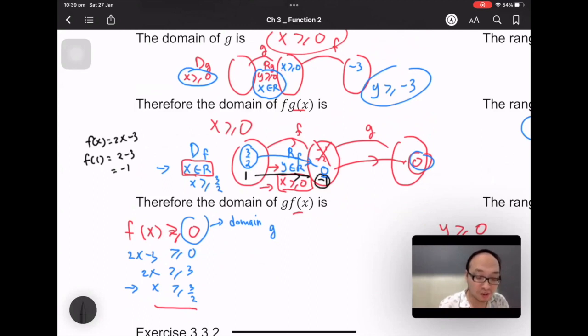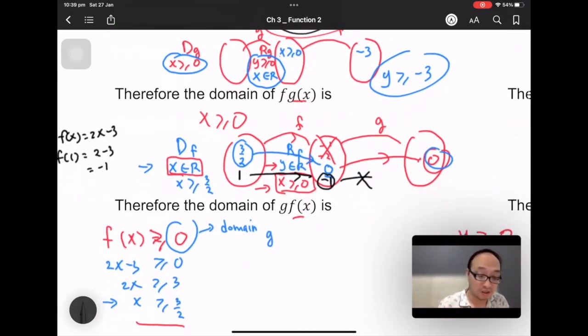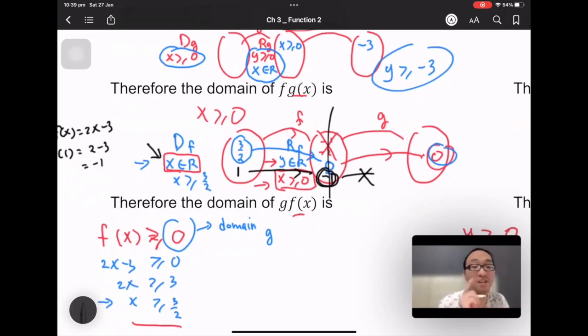And negative 1 is automatically rejected because it cannot be continued, because the domain of G should be greater than 0, positive. So the function cannot be continued. It stopped here because the result is negative 1. So that's why we have to limit the domain of F so the function can be continued. So only 3 over 2 and above can be continued to the end of the process.